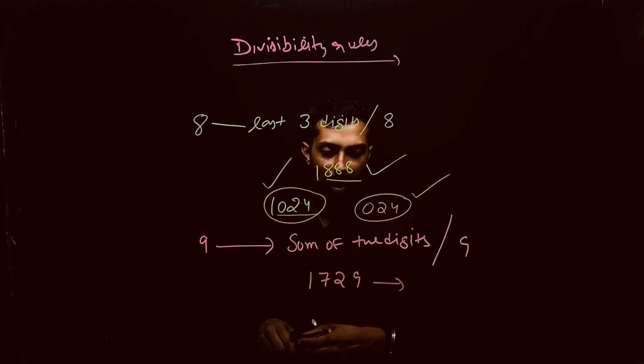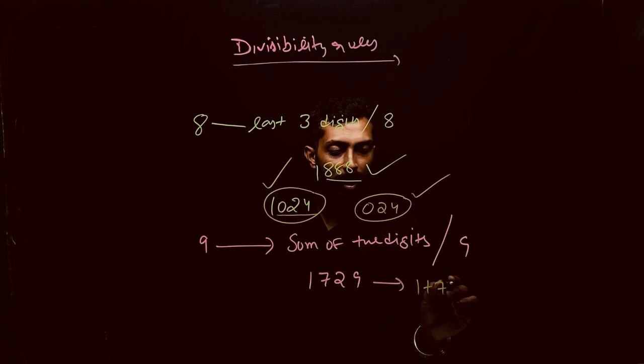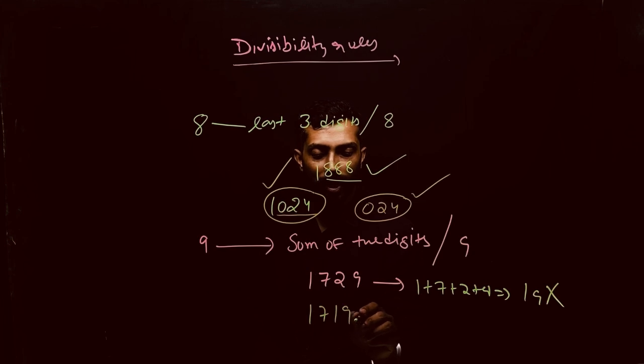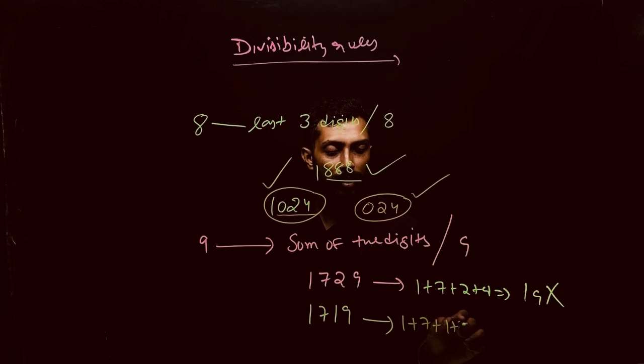So if I add all the numbers, what will be the sum? 1 plus 7 plus 2 plus 9. It becomes 10 plus 9, 19. That is not a multiple of 9. What if I'm writing the same number 1719? Is this a multiple of 9? Yes. 1 plus 7 plus 1 plus 9, it becomes 8, 18.